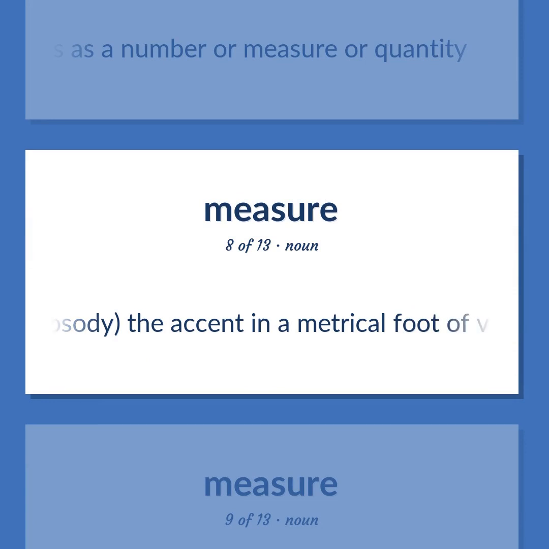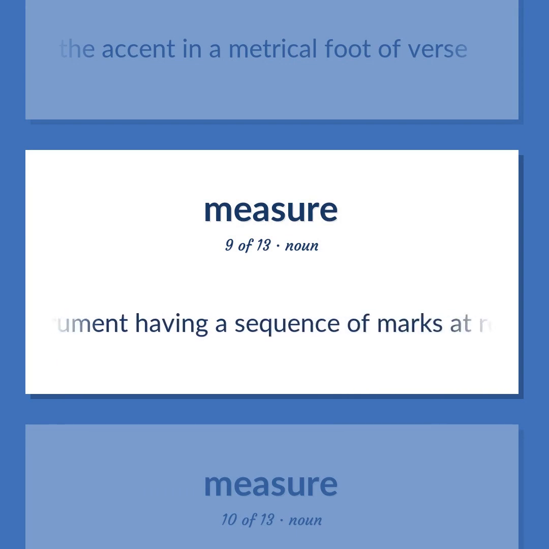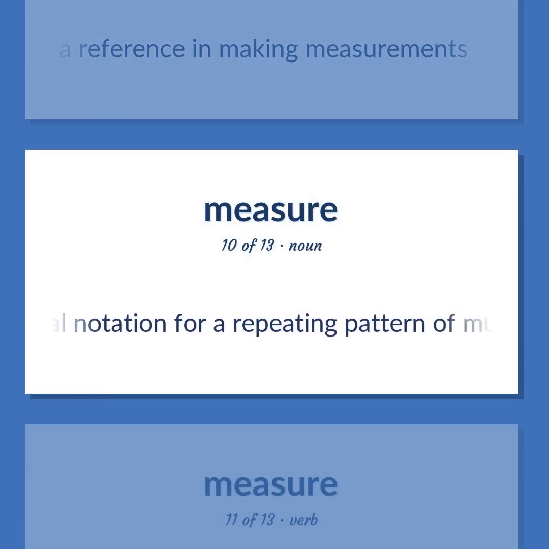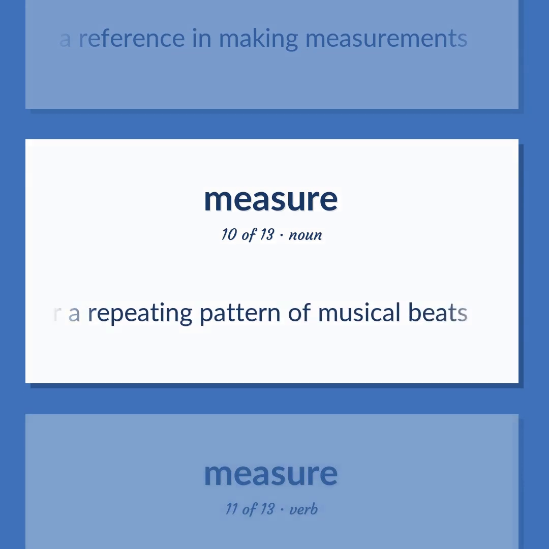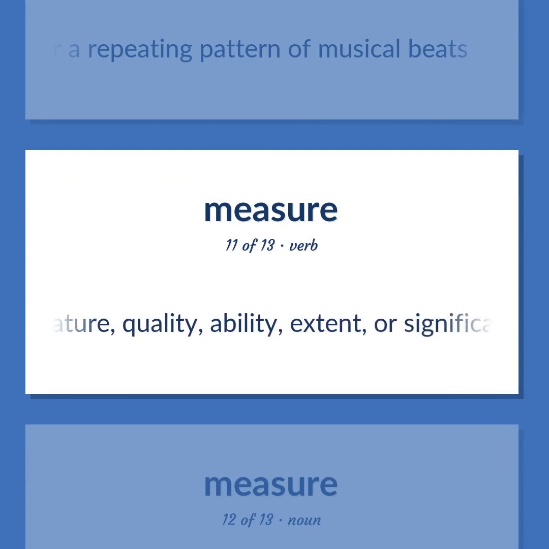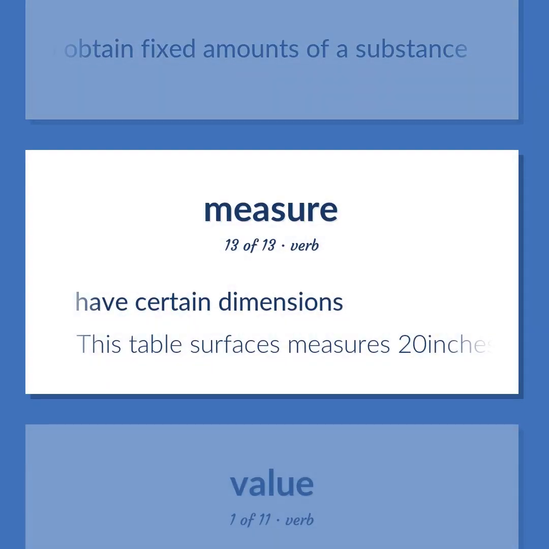Prosody. The accent in a metrical foot of verse. Measuring instrument having a sequence of marks at regular intervals, used as a reference in making measurements. Musical notation for a repeating pattern of musical beats. Evaluate or estimate the nature, quality, ability, extent, or significance of a container of some standard capacity that is used to obtain fixed amounts of a substance. Have certain dimensions. This table surfaces measures 20 inches by 36 inches.